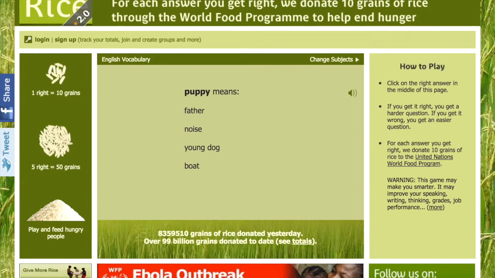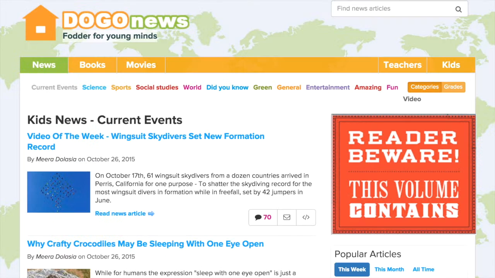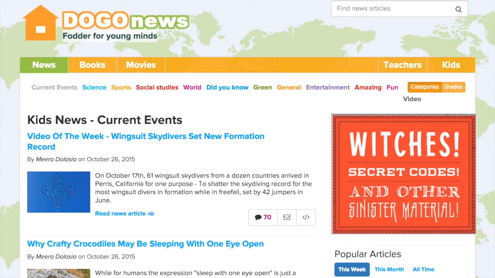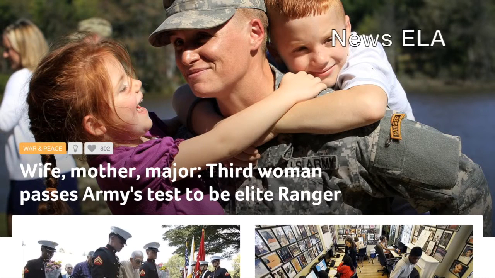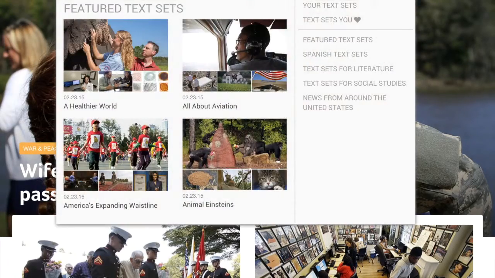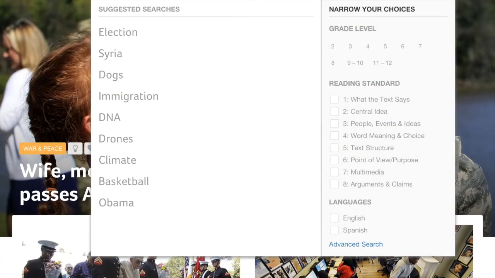Freerice.com is a fun website because it has fun trivia games around topics such as vocabulary. For each question a student gets right, the website donates rice to people in need. DoGo News is another resource for articles for teenagers. This has specific ones that teens might be interested in. Finally, News ELA is similar in that it also has a source for news for teenagers, but this one allows you to find articles based on both the number grade and also Lexile, which your students should be starting to be more familiar with.